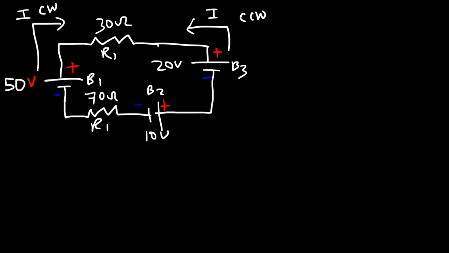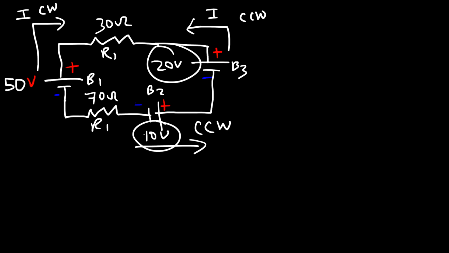So those two batteries oppose each other. And this battery wants to generate a counterclockwise current. So these two batteries are in support with each other, and they're against this one. However, 50 is greater than the sum total of 10 and 20. So therefore, the current is going to be in this direction.